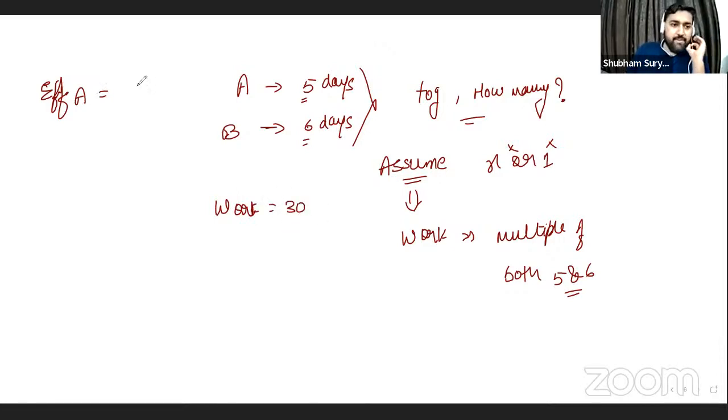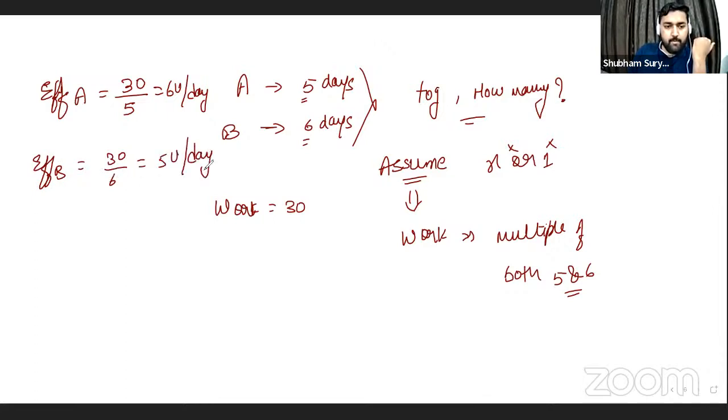Efficiency of A is going to be 30 units of work needs to be done in 5 days. So every day it's going to be 6 units of work per day. Now if I talk about the person B, has to do 30 units of work in 6 days. So efficiency comes out to be 5 units of work per day. Now there is no fraction over here, guys. There are all integers and integers can be solved easily.